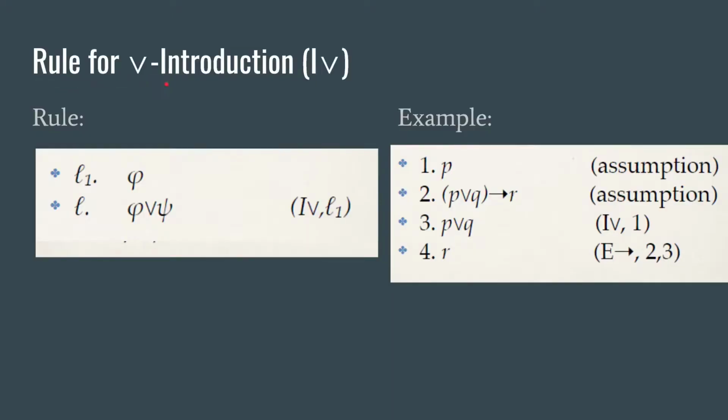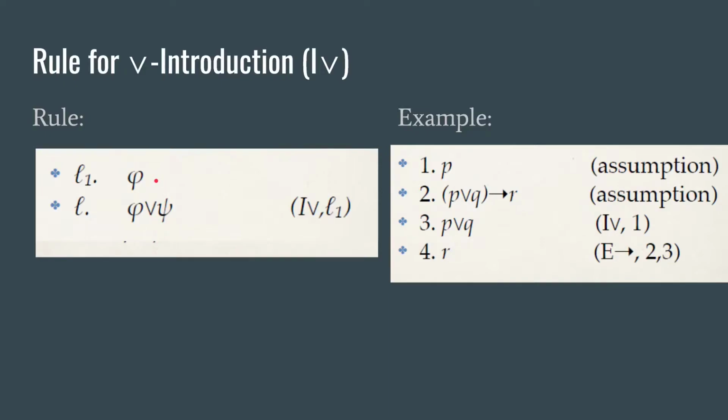The rule for introducing disjunction is very, very simple. Maybe the simplest one of all. So if you have phi on any line, then on a new line you can write phi or psi. That's all. That's all there is to it. And notice psi can be any arbitrary formula.